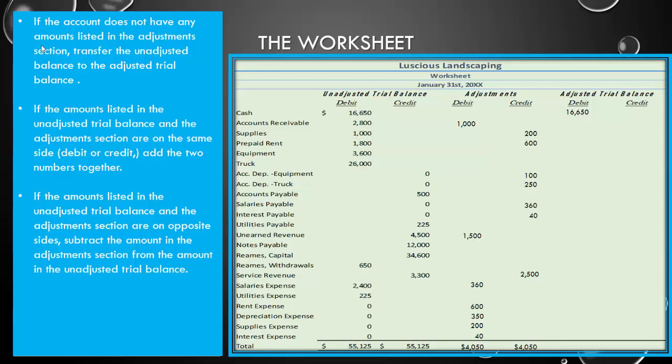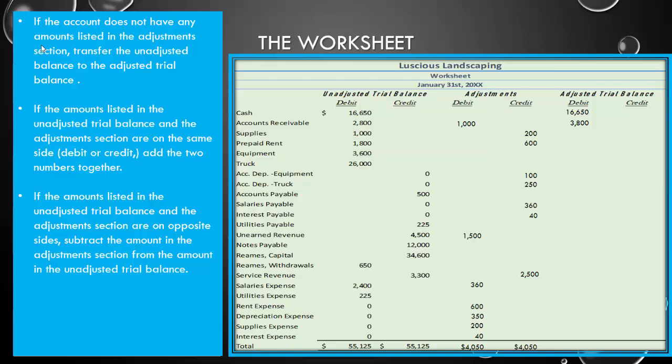We also have $1,000 on the debit side in our adjustments. They're on the same side. They're both debit. So we can add those two together and we come up with a debit balance of $3,800 in our adjusted trial balance. For supplies, we have a $1,000 debit balance in our unadjusted section, but we credited it for $200 in the adjustment section. That's different sides.